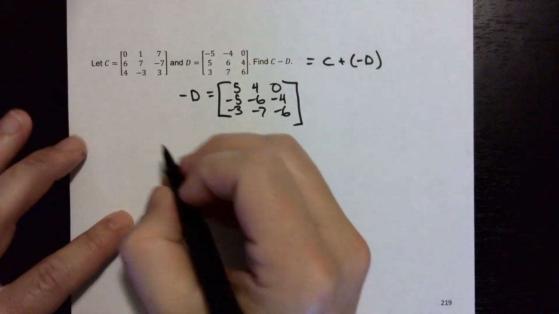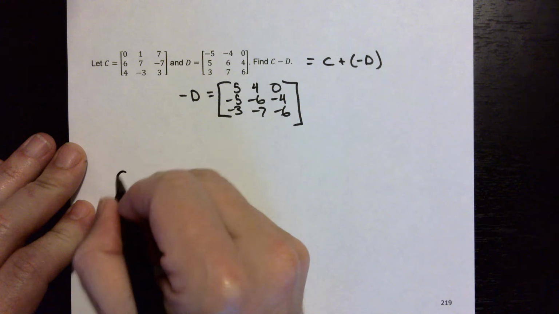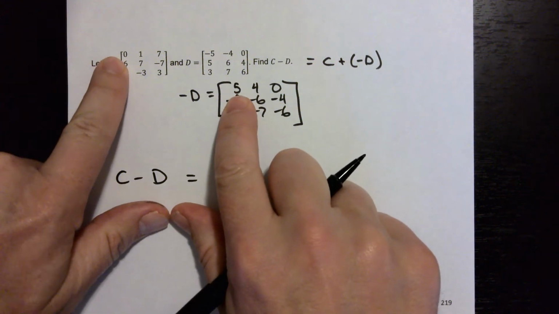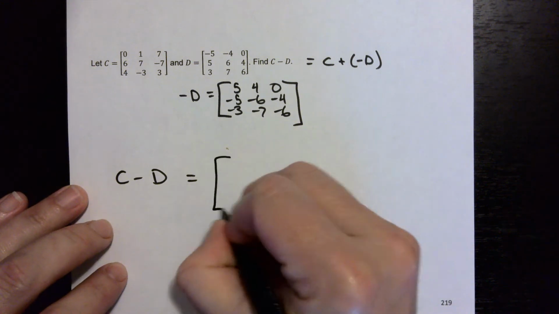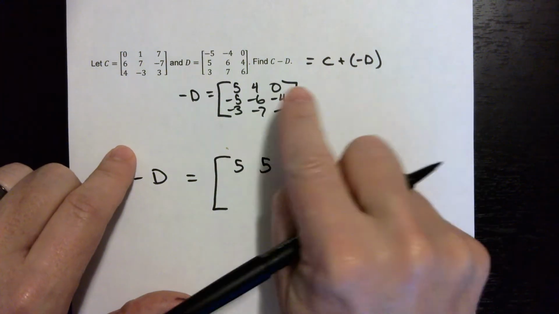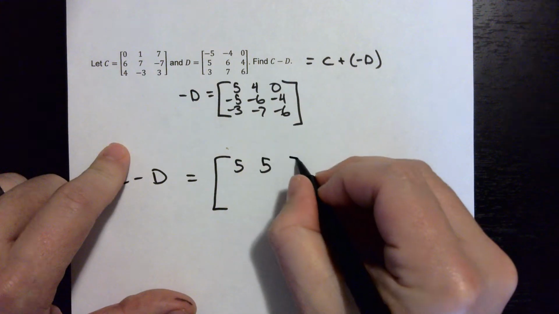So term by term, C minus D is equal to, let's add term by term. 0 plus 5 is 5. 4 plus 1 is 5. 0 plus 7 is 7.